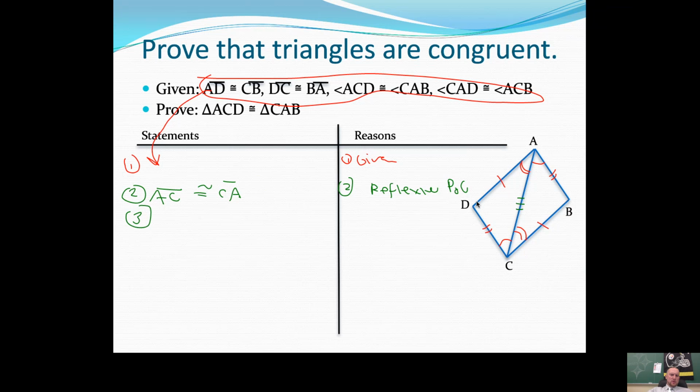Also, we have angle D and angle B. They're not marked congruent, but we know that they are because we already have two pairs of congruent angles. So the third pair of angles are congruent too. That's your third angles theorem that we just talked about.